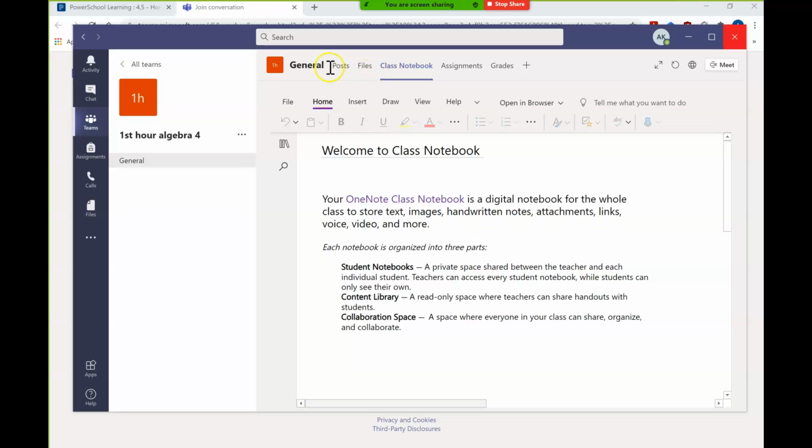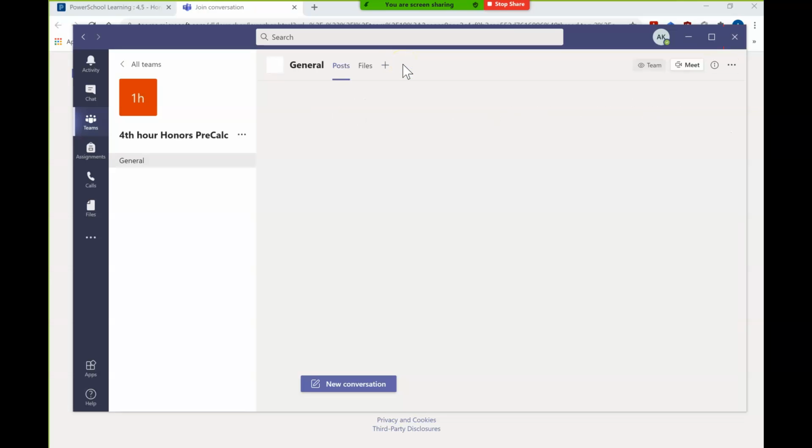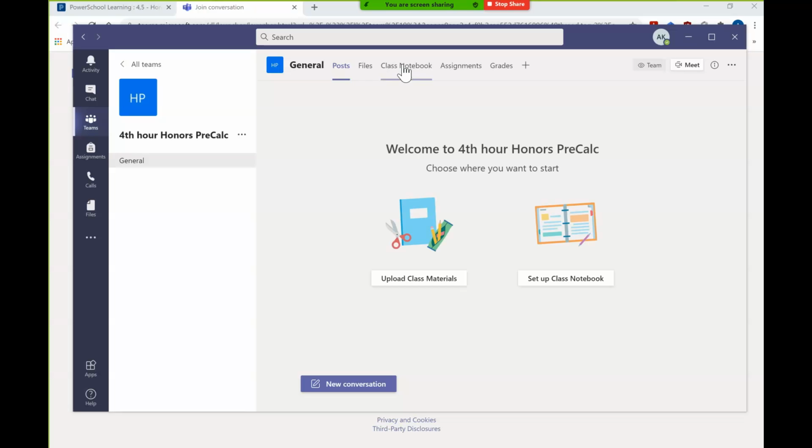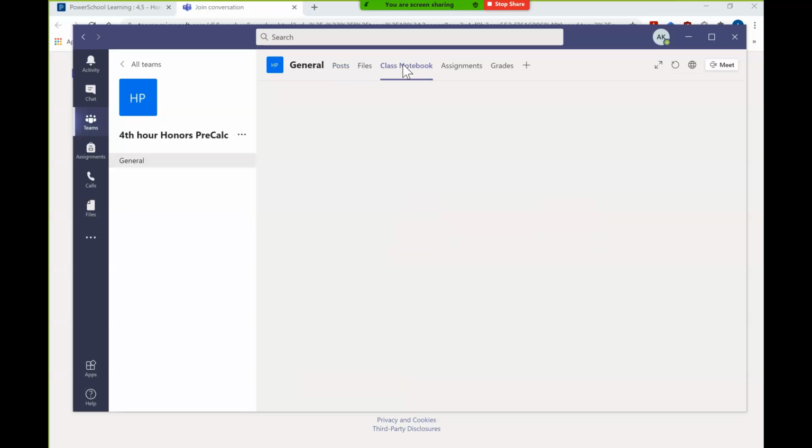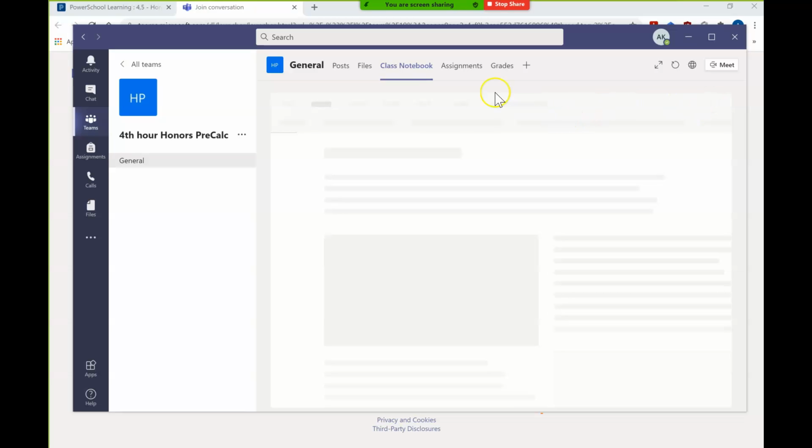So what you'll want to do, up here at the top, you have this navigation bar, and you'll want to pick Class Notebook from that navigation bar at the top. And then once that notebook page loads, there's going to be a second navigation bar underneath that. And one of the options is going to be Open in Browser, and there's a drop down. I have to wait a second for mine to populate here as it's going super slow.